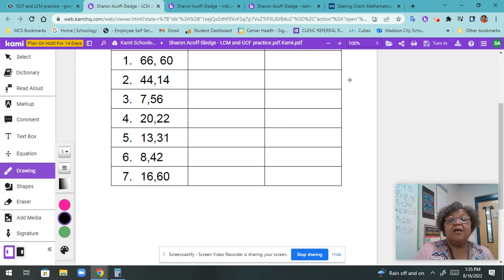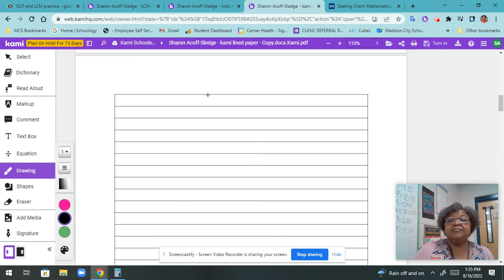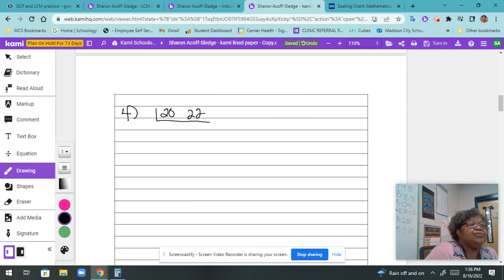Okay, let's look at number 4. 20 and 22. So you should be right. Y'all don't need your computer open. 20 and 22. What goes into 20 and 22? 2. How do you know it's 2? Both numbers are even because they end in 0 and 2. Very good. So we're going to try a 2. 2 goes into 20 how many times? 10. Okay. 2 goes into 22 how many times? 11.